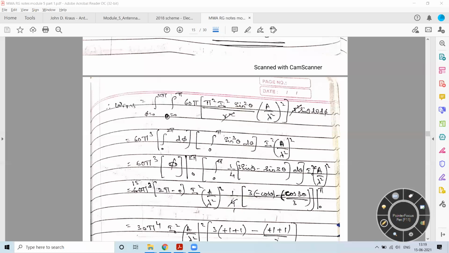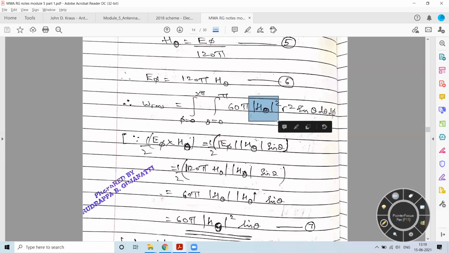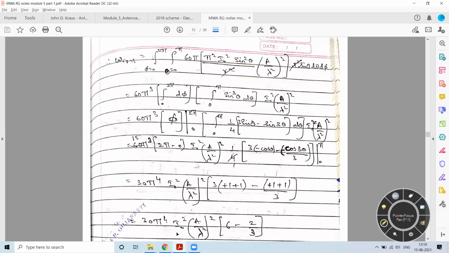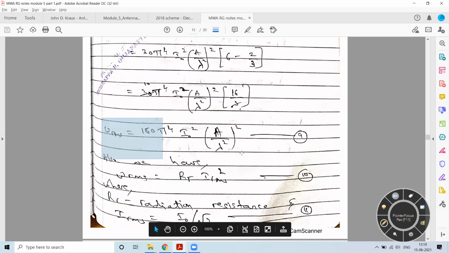That is, I substituted magnitude of H theta square in this equation, and H theta is obtained from equation 1. When I substituted and simplified the integration, we end up with the total power which is being radiated by the antenna under consideration, which is given by equation 9.